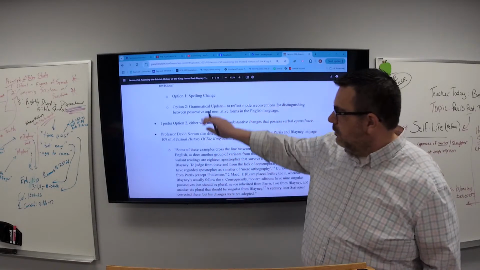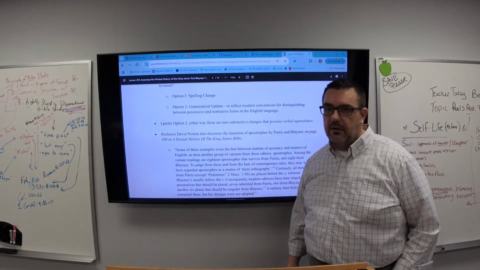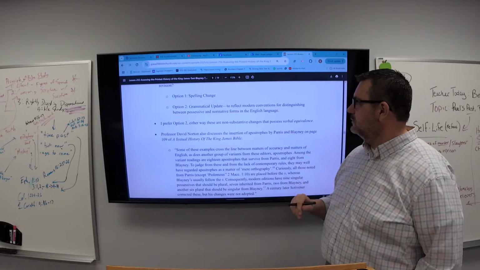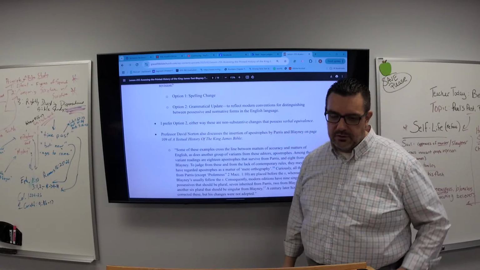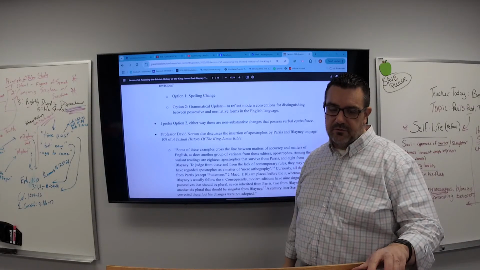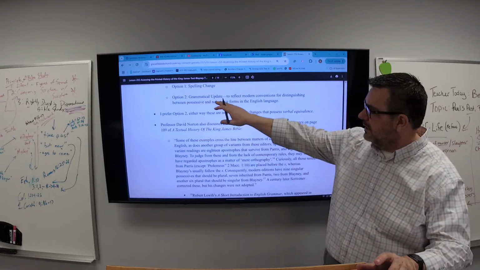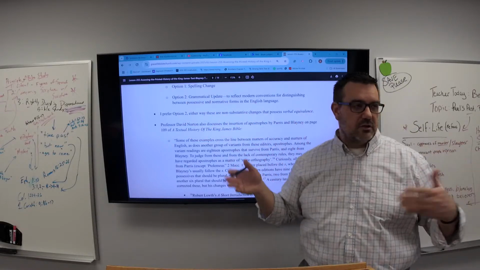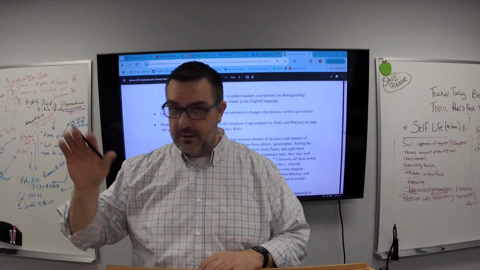How should we view this category of editorial revision? We talked about option 1 being a spelling change, and option 2 being a grammatical update to reflect conventions for distinguishing between possessive and normative forms in the English language. And I told you when I taught lesson 151 that I think the correct view is option 2, that this is a grammatical update to reflect conventions for indicating possessive forms. Okay? Remember we talked about all that?